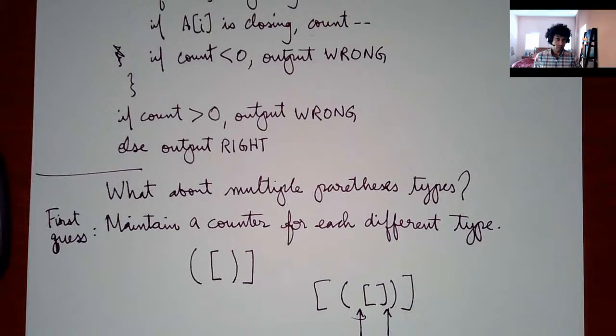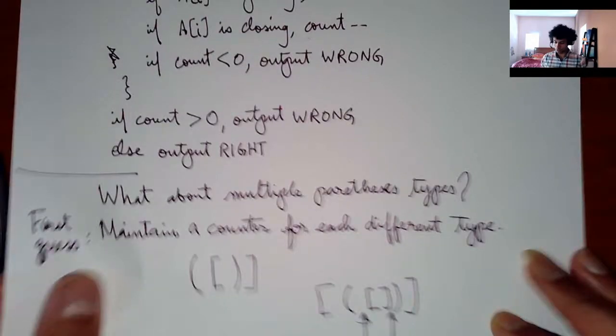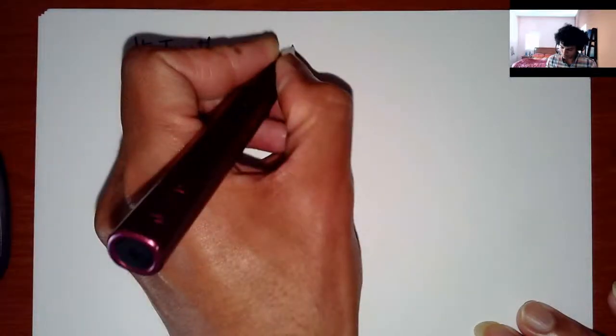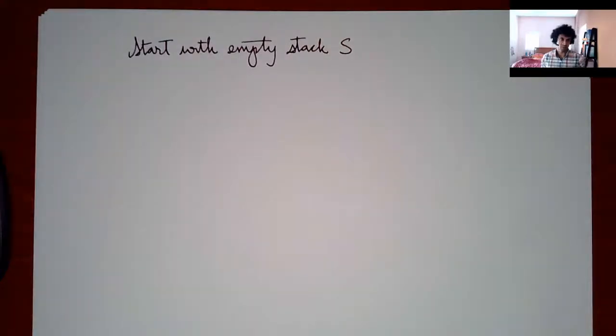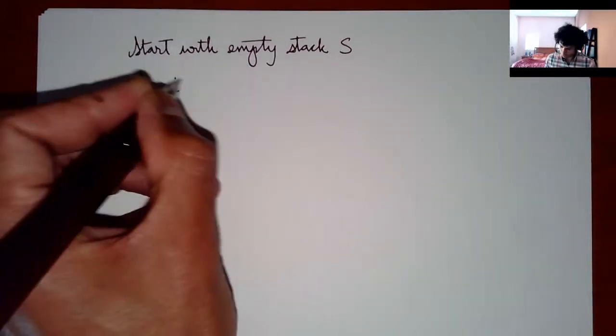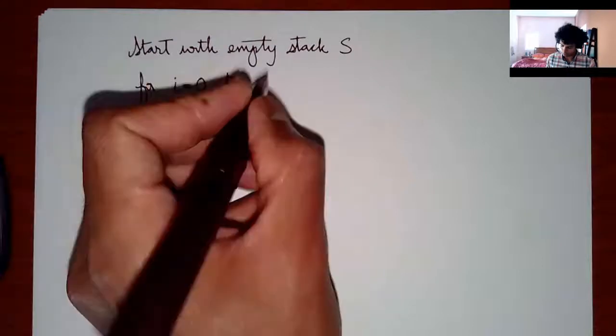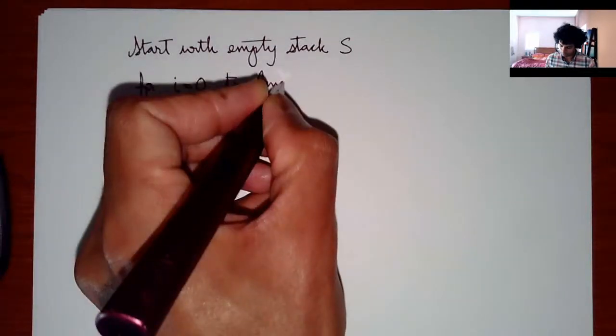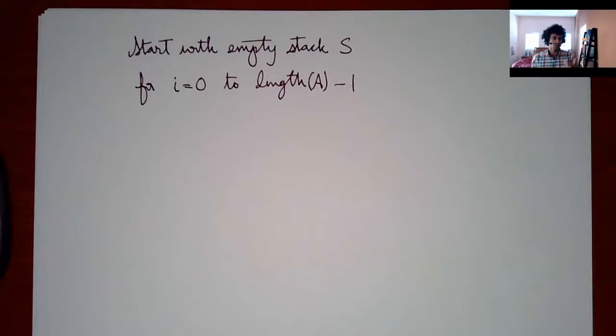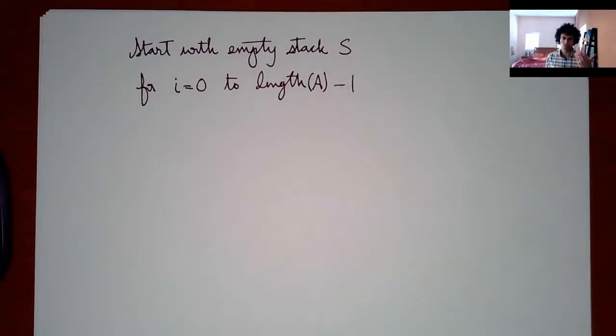So let me tell you the solution, a very simple but very elegant algorithm that uses a stack. And this is actually where stacks come up a lot in parsing. Again, I'm going to write this out as pseudocode. So I'll say start with an empty stack S. So S is an empty stack. And I'll say for i going from 0 to the length of A minus 1. Remember, A was the input. We thought of it as an array of characters or a string, whatever have you.